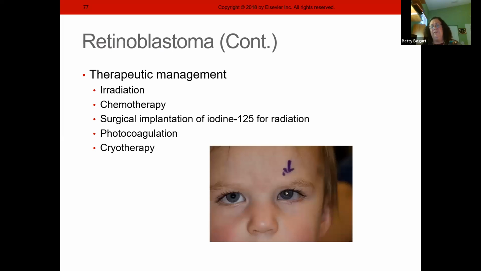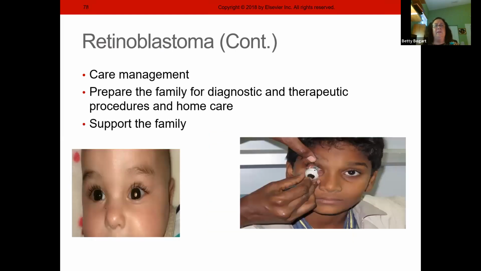Now, if you notice, there's that little purple mark that we put, because we're going to be doing radiation therapy. Remember, these can never be wiped or cleaned off, because the radiation people need to know exactly where to put the radiation next time they come. And they do surgery.